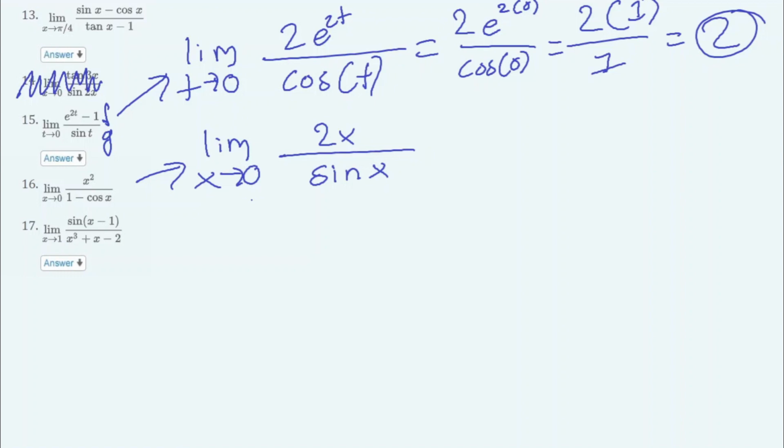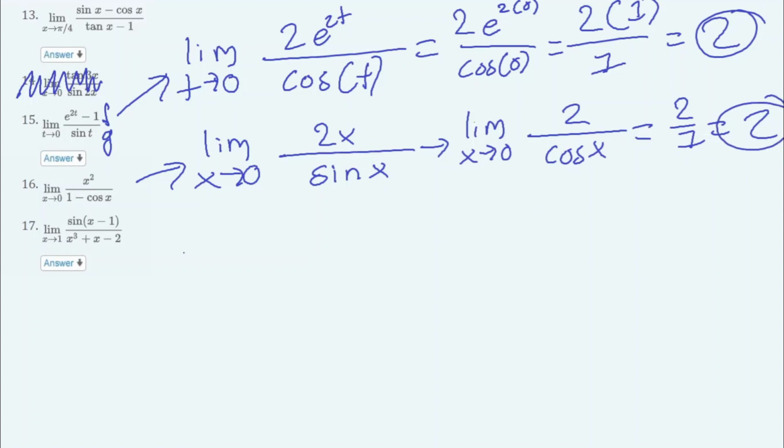So let's see, if we plug in 0 into sine of x, we're going to get 0, and then 0 into 2x is going to be 0, so that's going to be indeterminate. So let's use L'Hospital's rule again. We're going to have the limit as x goes to 0. If we use L'Hospital's rule again, we find the derivative of 2x, that's going to be 2, over the derivative of sine of x, which is cosine of x. Now if we plug in 0 into x, it's cosine 0, which is 1, and on the top is 2, so we're going to have 2 over 1, which gives us an answer of 2.